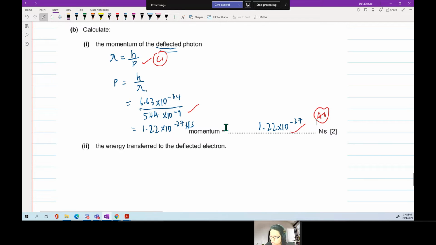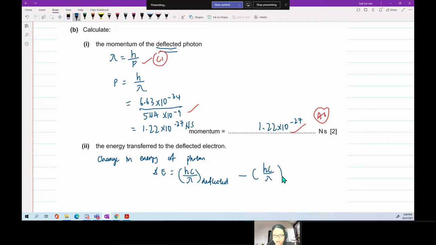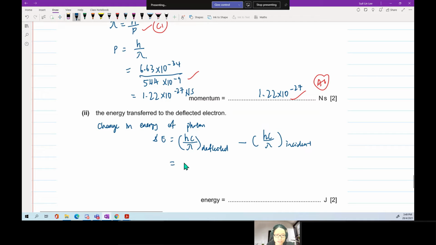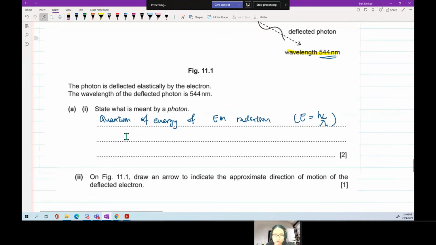Energy transferred to the deflected photon. So we can find the change in energy of the photon, right? Energy of photon. So the delta E will be hc over lambda for the deflected photon minus hc over lambda for the incident photon. Okay. Let's factorize the hc. 6.63 times 10 to the power negative 34, 3 times 10 to the power of 8. 1 over deflected one is 544 times 10 to the power negative 9, minus 1 over incident is 540.